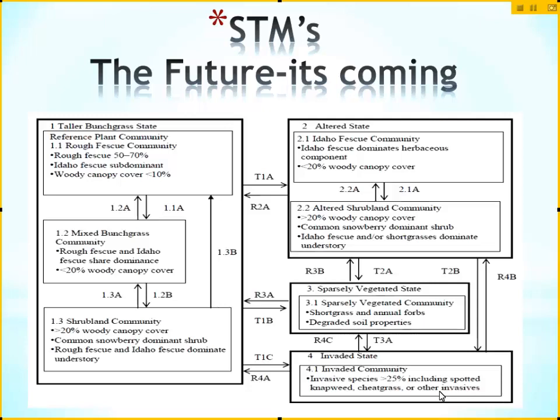So these are now known as pathways inside a state. The T denotes a transition from state 1 to 2. The R is a restoration pathway from state 2 to 1, and so forth and so on. So this will be the format that you'll start to see in the new ecological site descriptions, and then there will be a narrative below it telling you what this is.